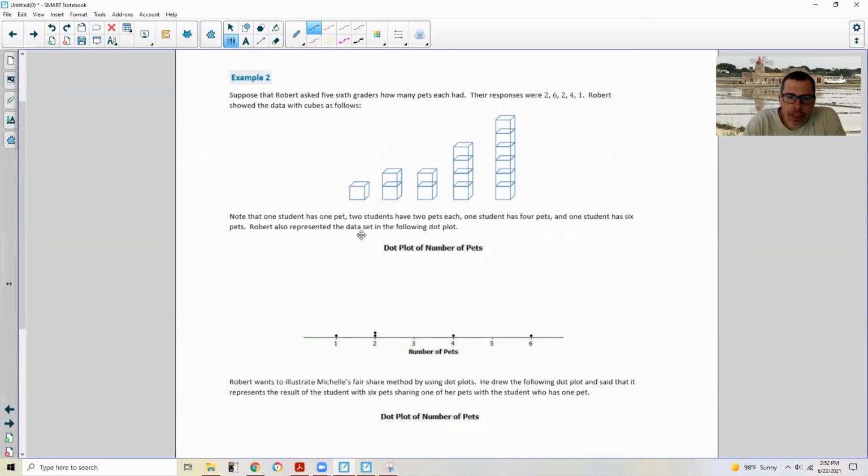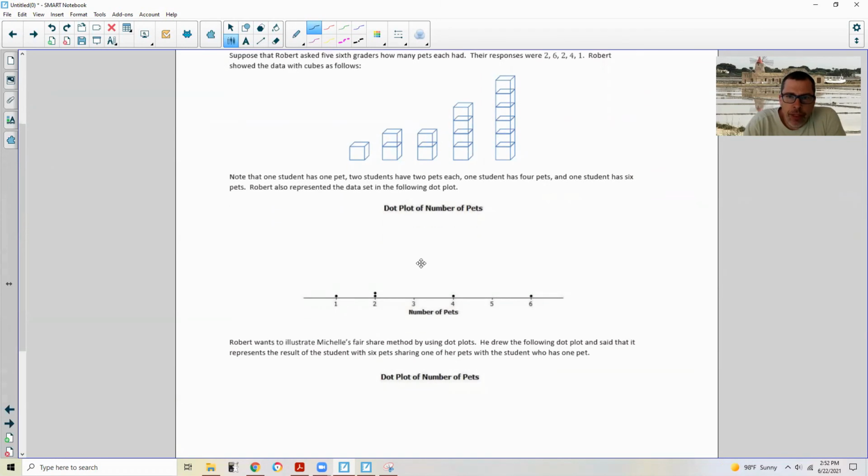Robert also represented the data set in the following dot plot. So then he plotted these 1, 2, no one had 3, 1, 4, no one had 5, and 1 had 6. Robert wants to illustrate Michelle's fair share method by using dot plots. He drew the following dot plot and said that it represents the result of the students with 6 pets sharing 1 of her pets with the student who has 1 pet.